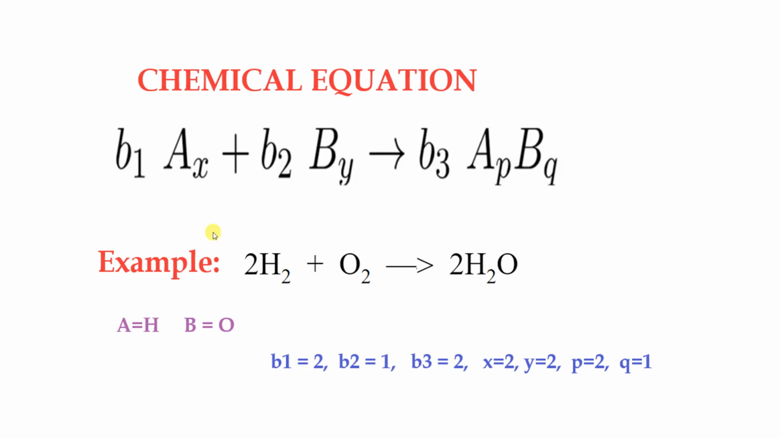So for this example, you compare the coefficients. B1 is 2, X is 2. B2 is 1, Y is 2. B3 is 2, P is 2. Q is 1. And here A is H and B is O.